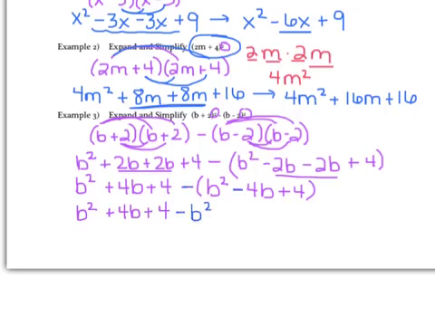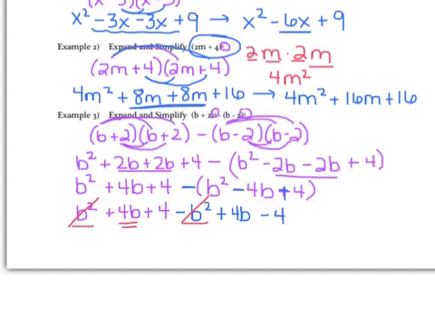Negative and negative make a positive 4B. And negative with this plus is going to make a negative 4. Now let's combine some like terms. I have a B squared and a negative B squared. Those are going to cancel out. B squared, negative B squared cancel.